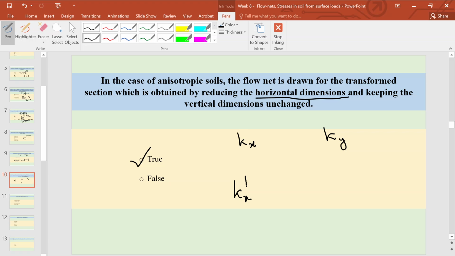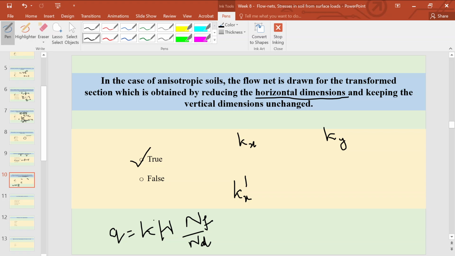We take the transformed value of Kx to find out the seepage. You know the formula, right? Q equals Kh into Nf by Nd. So K should be a single value. We should not find it in both directions, because when we talk about flow through soil, generally the horizontal direction is considered. Quicksand condition and seepage in the upward direction are special cases.